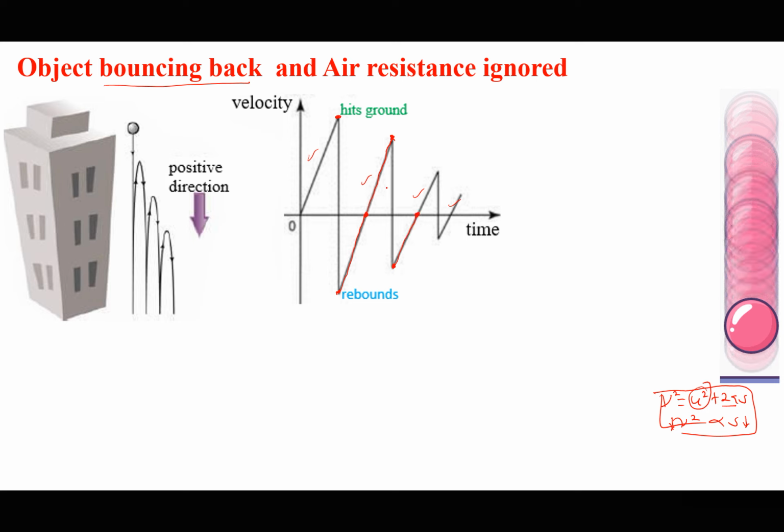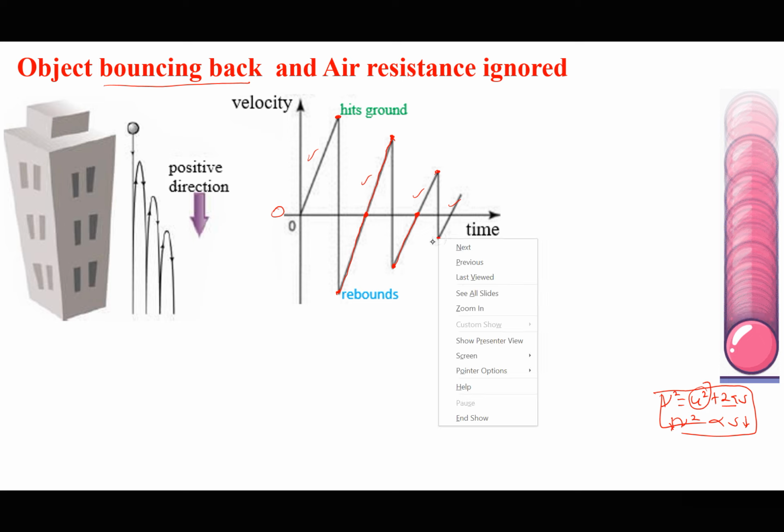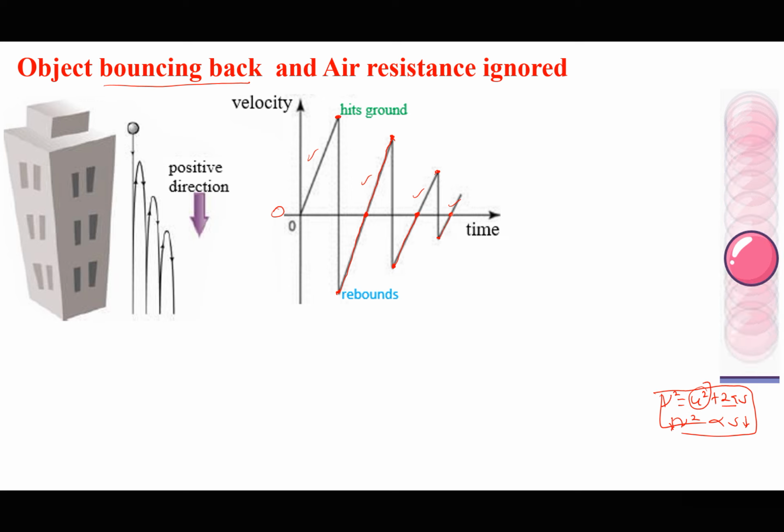Then, of course, at maximum height, velocity is always 0. Then it moves downwards. That's why velocity is increasing. Initial direction was downwards, so downwards the velocity is positive. Then it hits the ground the third time, it bounces. When it rebounds, again the velocity decreases as it moves upwards. Then again it continues downwards. Because every time the line crosses the x-axis, it means there has been a change in direction. So this will be the graph of velocity against time for a body which is bouncing.